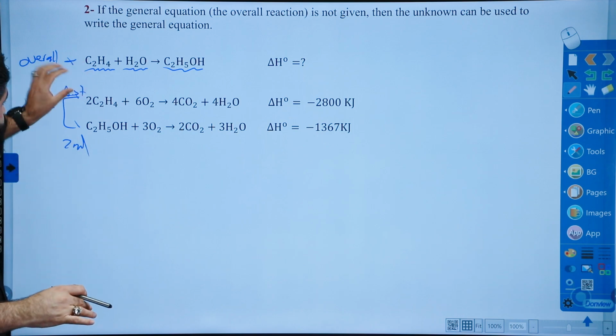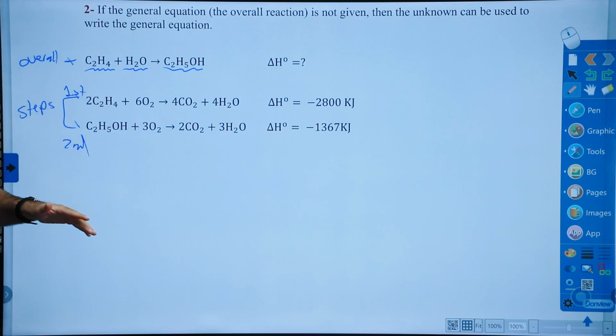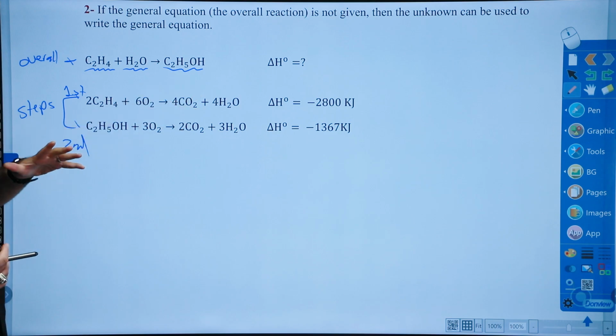Then try to find the substances of the overall inside the steps. Try to find the overall substances inside of the steps.